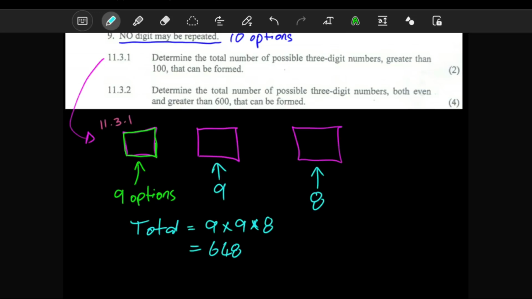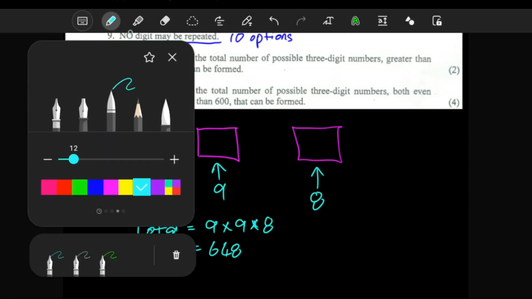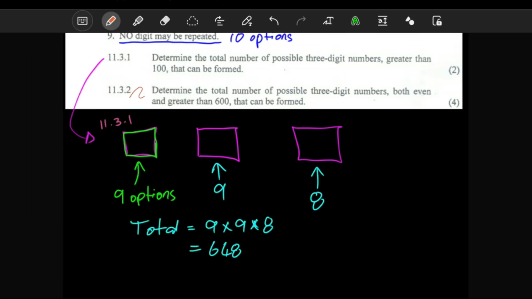So don't worry about that. Don't worry about saying to yourself, but what if here it's not a 0? Fine, if it's not a 0, it's fine. You're going to put a number here nonetheless, and you'll still just have 9 options left here, and you'll still just have 8 options left for the last bit over there. So don't overthink it. Just keep calm. Okay, it's okay.